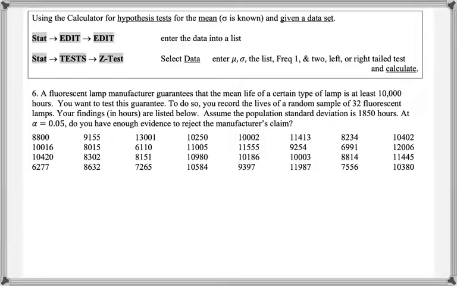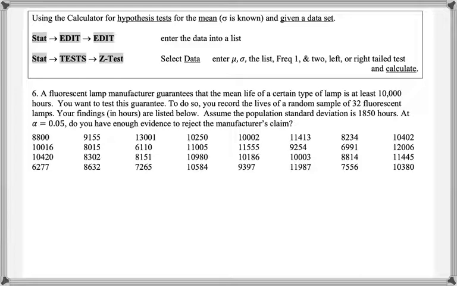On this question, I want to show how we can use the calculator when given a dataset. So a fluorescent lamp manufacturer guarantees that the mean life of a certain type of lamp is at least 10,000 hours. You want to test this guarantee. To do so, you record the lives of a random sample of 32 fluorescent lamps.